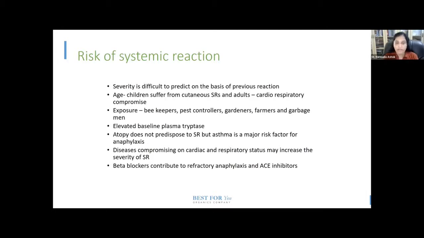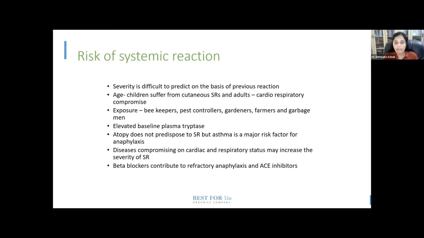Severity is very difficult to predict on the basis of the previous reaction. Just because the previous reaction was severe, we cannot say this one is going to be severe, or that if it was mild, just a cutaneous reaction, we cannot say this will not go on to respiratory compromise. As we said, children suffer more cutaneous reactions compared to adults, whereas adults, because of other comorbid features too, have cardiorespiratory compromise.